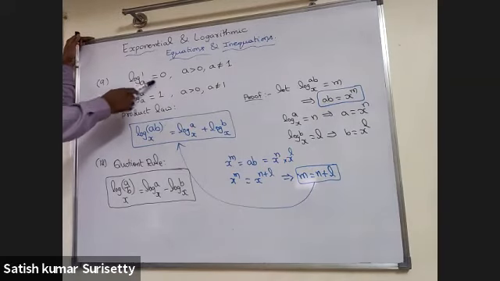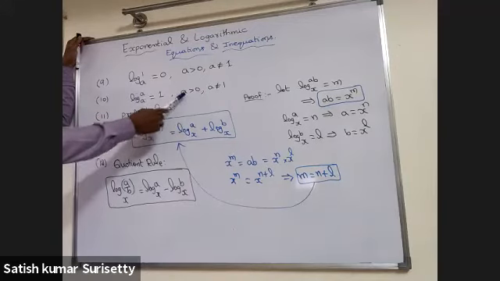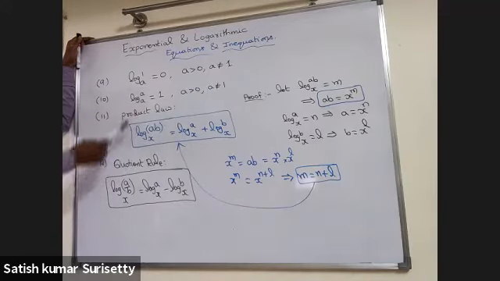Log 1 base a equals 0. Log a base a equals 1. The condition is a greater than 0, a not equal to 1. Logarithm of the same number to the same base equals 1.